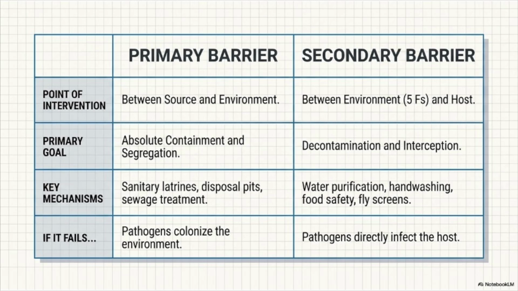The secondary barrier intervenes between the environment, meaning the 5 Fs, and the host, with the primary goal of decontamination and interception. Its key mechanisms are water purification, hand washing, food safety, and fly screens. If it fails, pathogens directly infect the host.